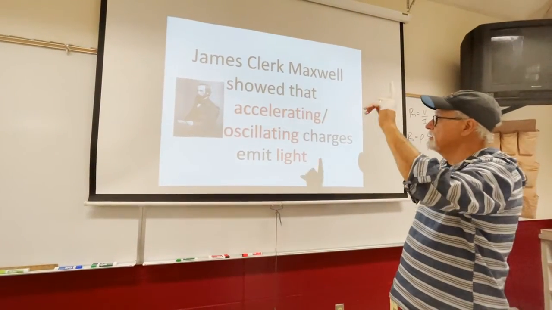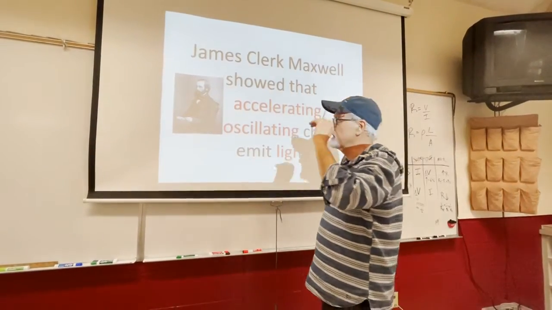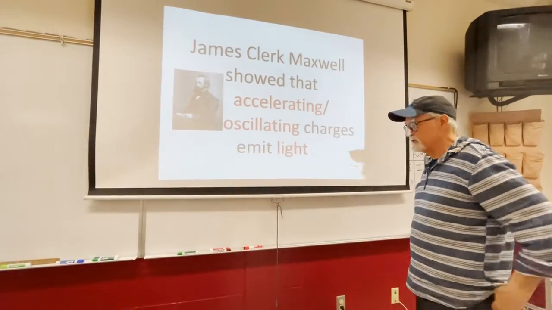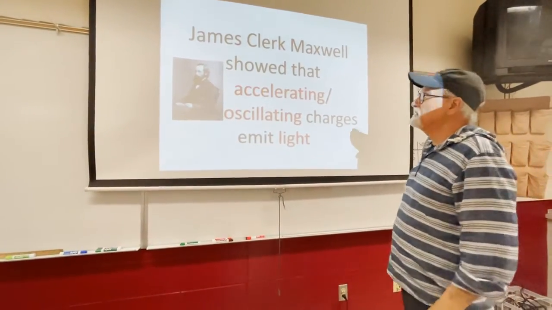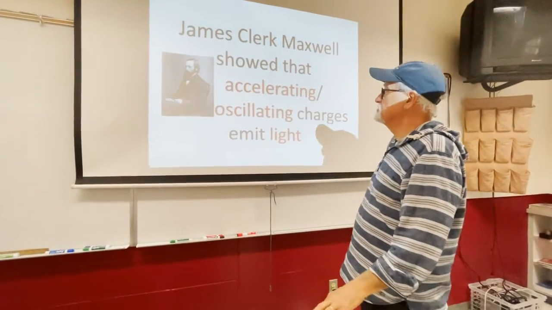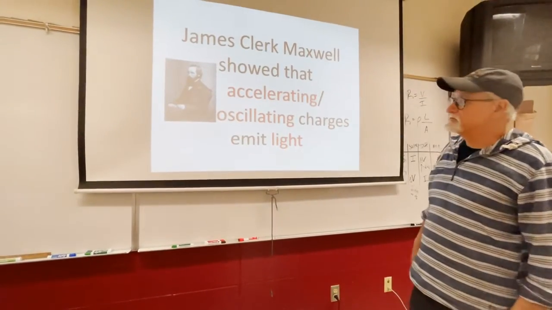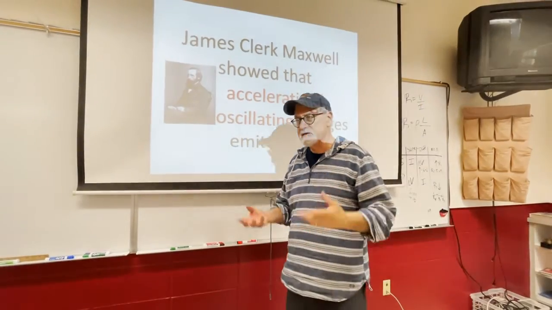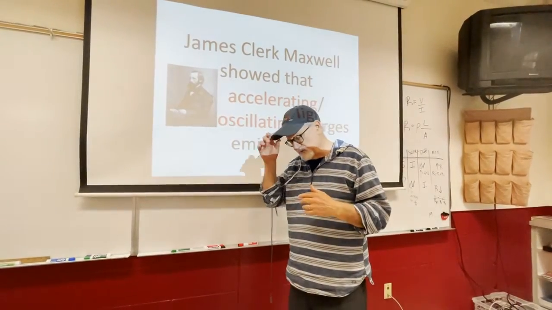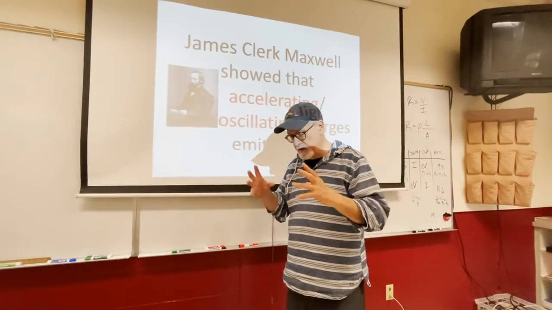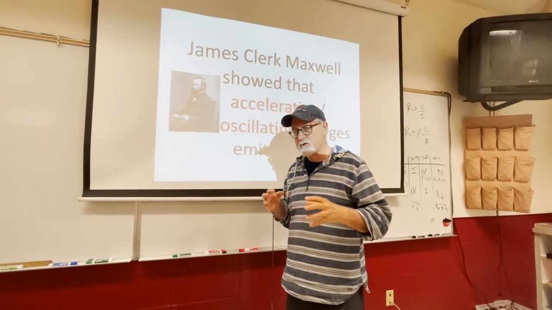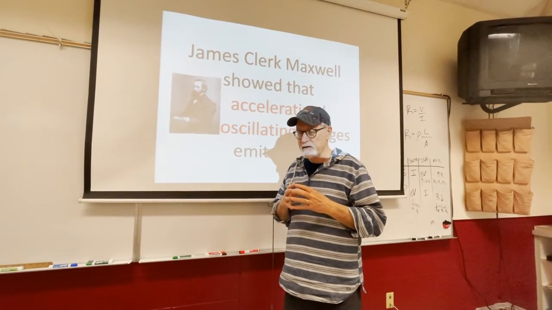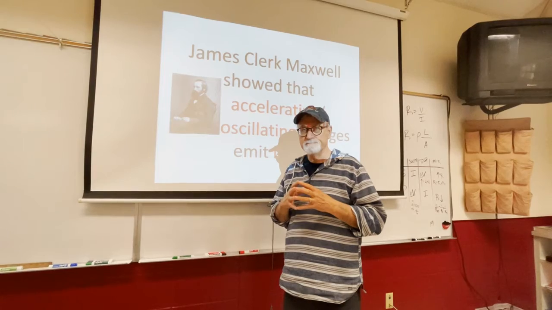And let's get to this guy. I don't understand his mathematics. It's one of the great holes in my understanding. James Clerk Maxwell showed that accelerating, oscillating charges emit light. He was taking a look at electricity and magnetism, doing experiments and writing equations that would describe the phenomenon that he saw. And in his calculations, the speed of light jumped out.